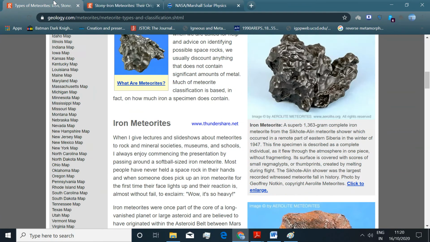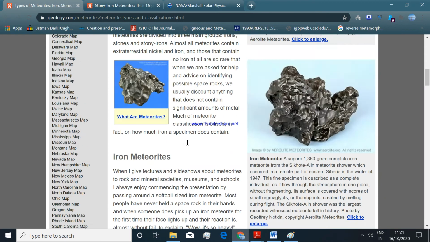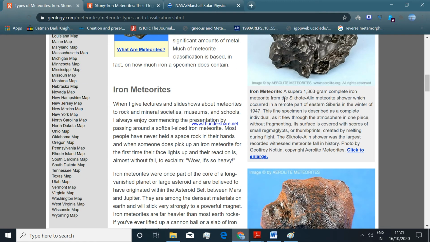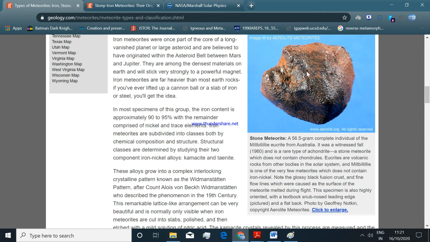As I was telling, iron meteorites mostly look like this, okay, and there is nothing pretty much, and these are very heavy. As it is seen, this was found from Siberia in 1947, and there is a stony meteorite. You can see an individual of the eucritic meteorite from Australia, and you can see that there are smaller fractions in them which can be observed as chondrules, okay.